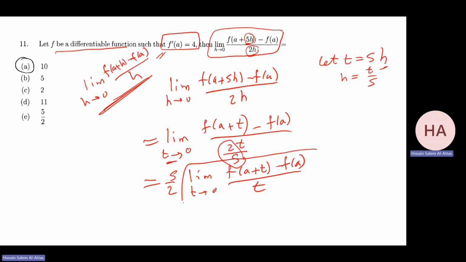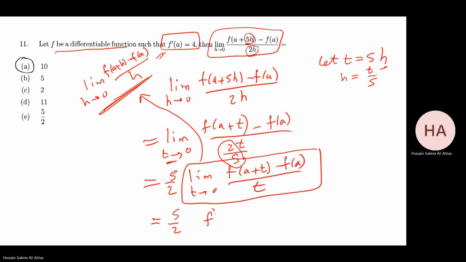What is this? This is this one. t, h, these are just variables. So this is 5 over 2 f prime at a, which is given, which is 4. So 5 over 2 times 4, which is 10. So this is the answer.